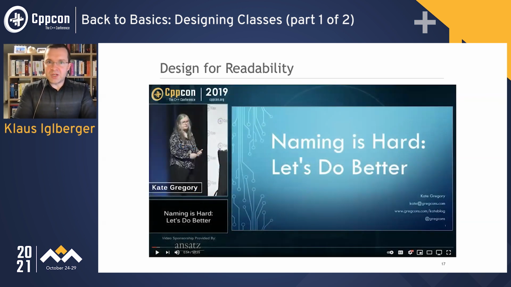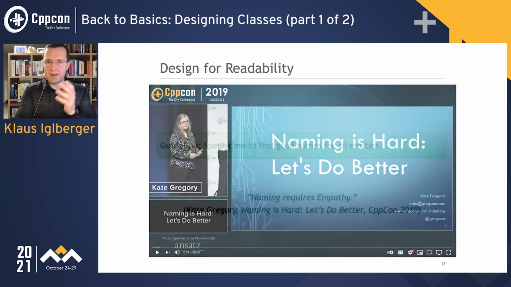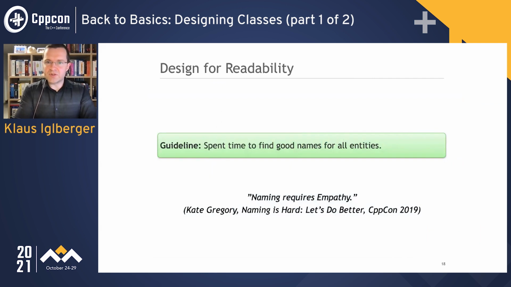However, this is a big, big topic, and there's a great talk about it. In 2019, Kate Gregory talked about naming in general: Naming is hard, let's do better. Of course, this is also not a talk that gives you all the answers. However, it definitely makes you think, because finding good names is, after all, one of the most important pieces of developing software. So indeed, spend time to find good names for all entities. And yes, naming is hard because it requires empathy. I didn't say it's easy, but it's definitely very, very important.